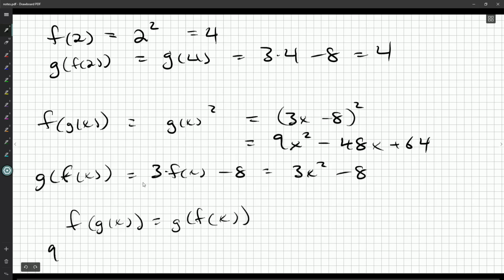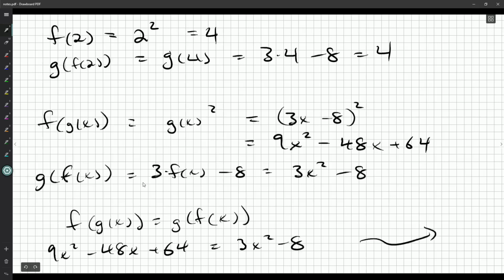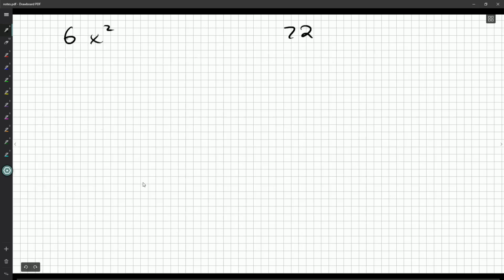So I need 9x squared minus 48x plus 64 equal to 3x squared minus 8. This is just going to be a quadratic. We'll continue on the next page. So 9x squared minus 3x squared, we'll get 6x squared. The 64 and the 8 can be brought together to be 72. And then it's just minus 48x. I'm going to divide by 6 on both sides. 48 divided by 6 is 8x. And we'll get 12.